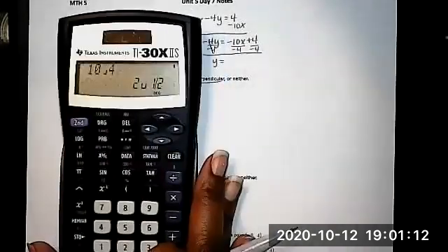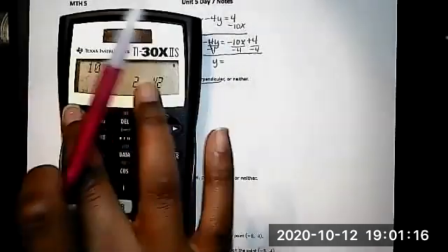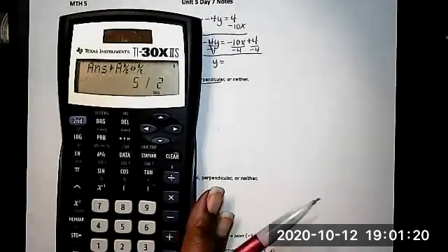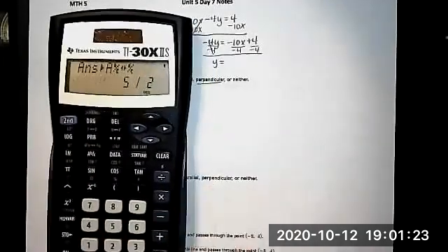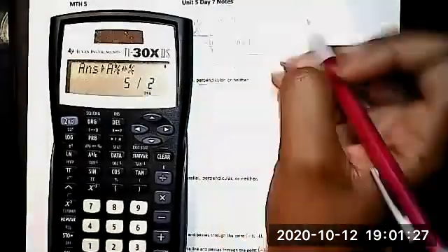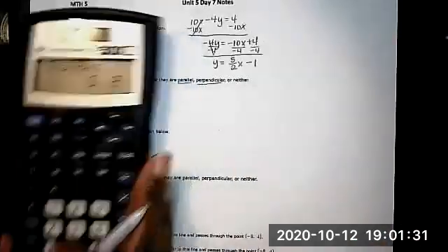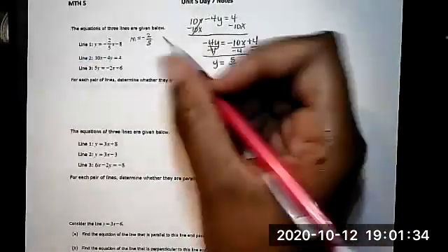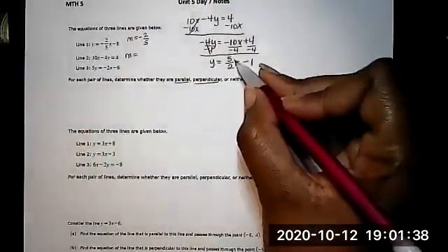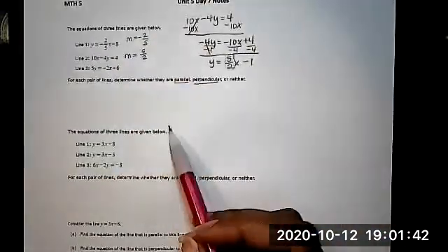And for our answer, we do not want it to be a mixed number, 2 1/2. So I'm going to push second and then push that AB button again. When you push enter, it gives you 5 over 2. So positive 5 over 2x. And then 4 divided by -4 becomes -1. So for line 2, your slope is positive 5 over 2.